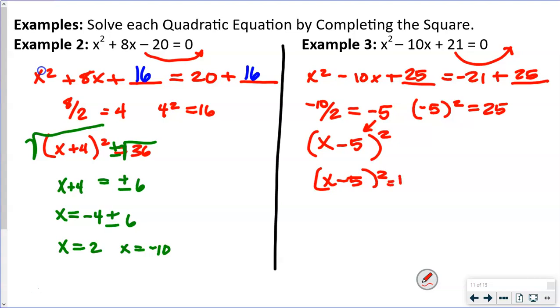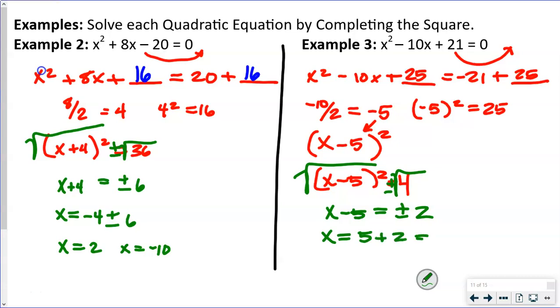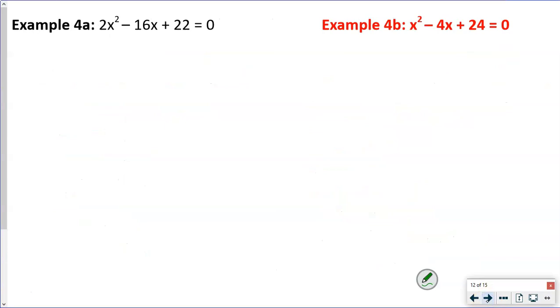So that's equal to 4. Once again, we're going to take the square root of both sides. So this is going to be x minus 5 equals, the square root of 4 is 2, so this is plus or minus 2. So we're going to add the 5 to both sides, so that's going to be 5 plus 2, which is 7, and 5 minus 2, which is 3. So those are our values for x. Okay? All right, so let's do another one.